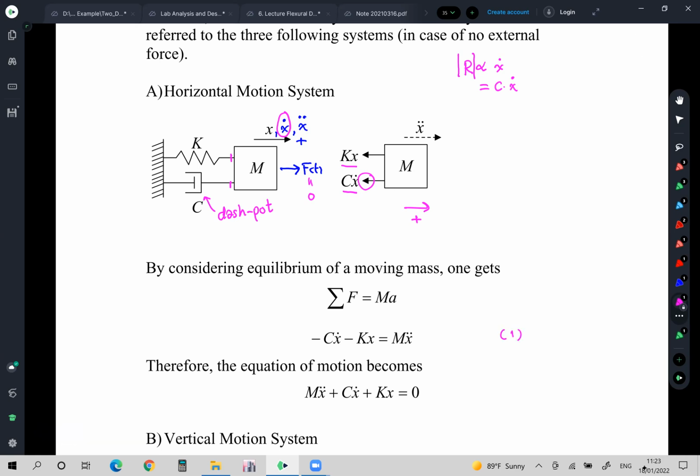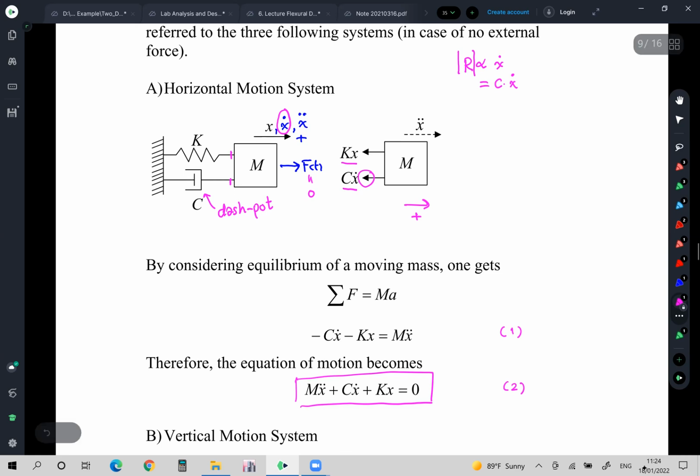And then if you rearrange the form, move every term to the right-hand side, and let it equal 0, you obtain the equation of motion as in equation number 2. Write it. Okay. So now you have obtained the equation of motion. And this is a second order differential equation, which contains x double dot. You see, m x double dot plus c x dot plus k x equals 0.